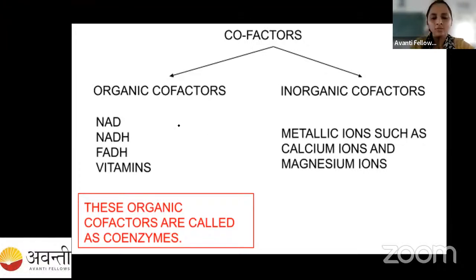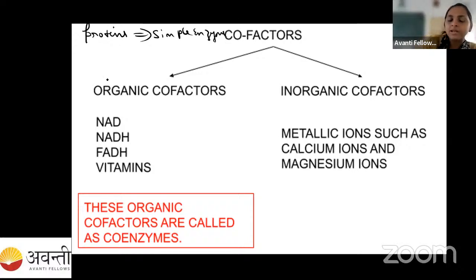Then coming to the cofactors. What is a cofactor actually? Students, you know that. Every enzyme is made up of protein, right? If the enzyme is made up of only protein, we call it a simple enzyme, right? If it is made up of something other than protein, we call it a conjugated enzyme, right?